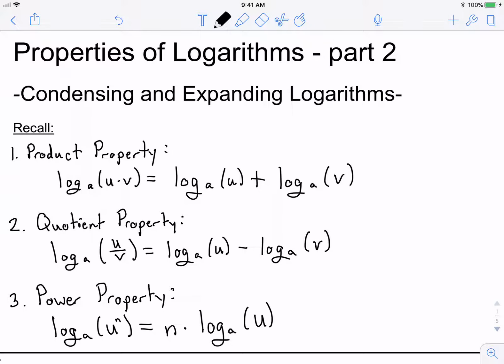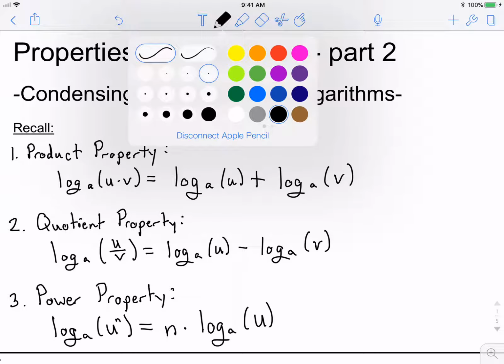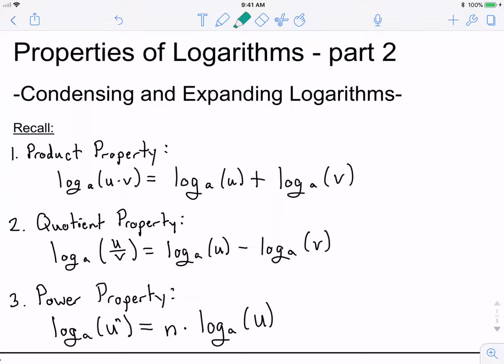In today's lecture, we'll look more into the properties of logarithms, and in particular, how we can use the properties we defined last time to condense and expand logarithms into either simpler terms or into one log, where we can just evaluate it all at once. So remember, we have a couple properties of logarithms here.